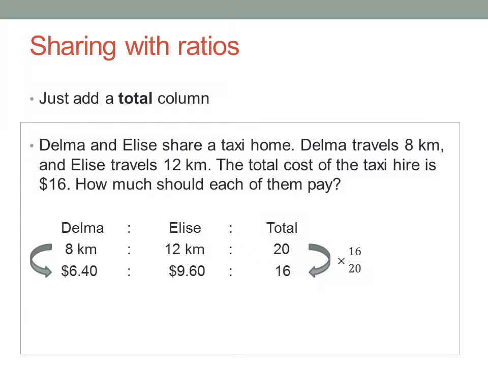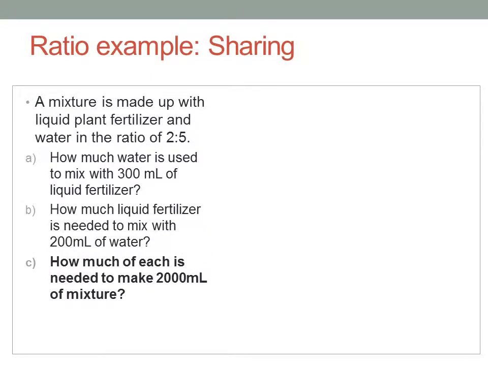Delma should pay $6.40 and Elise should pay $9.60. Double check. Does $6.40 plus $9.60 add up to $16? Yes, it does. Too easy. Alright, let's go back to our fertiliser and water question. We had fertiliser and water mixed in the ratio 2 to 5. How much of each is needed to make 2,000 ml of mixture?